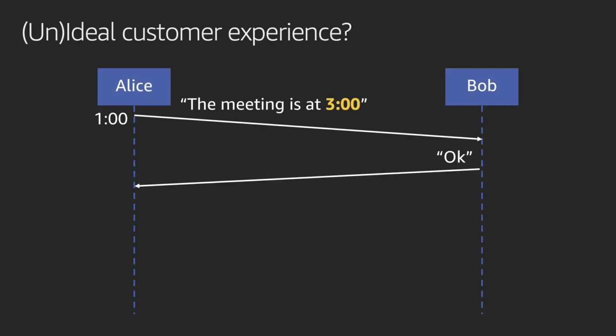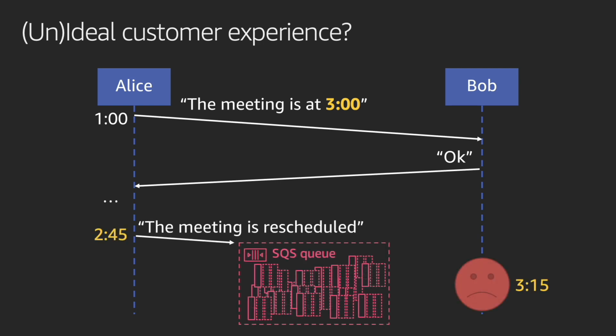Well, let's think about what's not ideal. And this is a classic Byzantine generals problem where Alice might agree with Bob to meet at a certain time using this messaging system. Bob says, okay, I'll see you at 3 o'clock. Alice tries to reschedule the meeting at the last minute, but this queue is backed up for other reasons. And now Bob goes to the meeting and is sad. So this is not ideal.